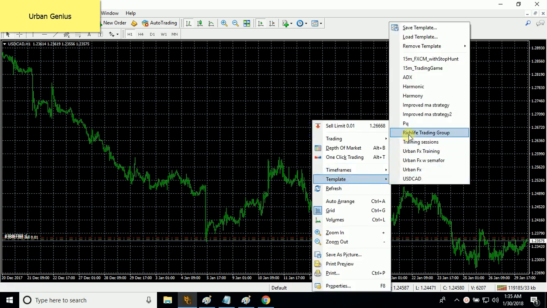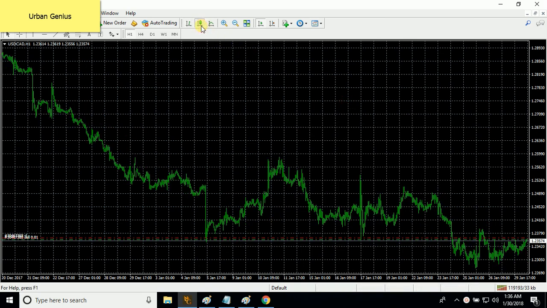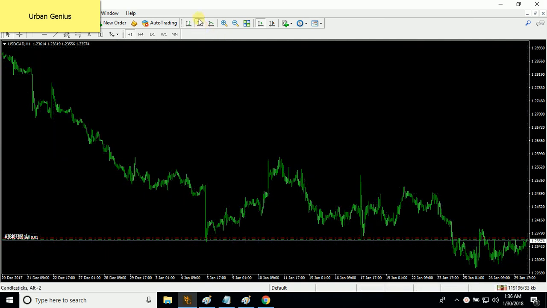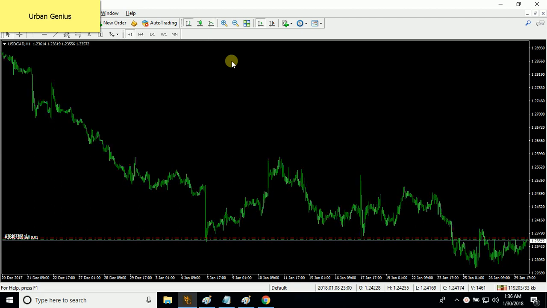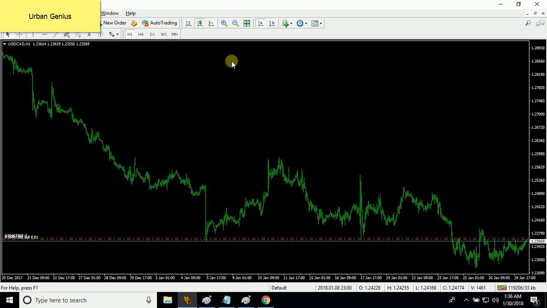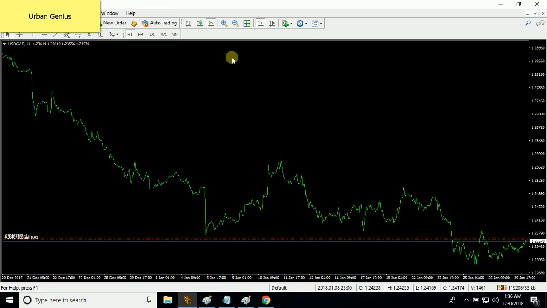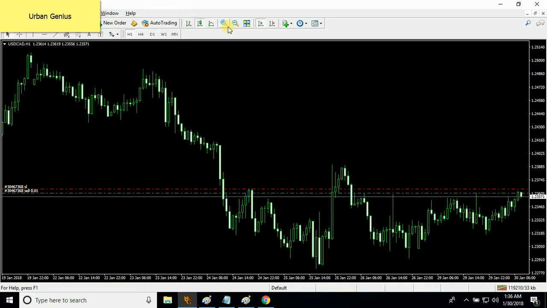What you want to do is, on a naked chart, get your candles up right here, candlesticks. You can press Alt 2, Alt 3, Alt 1. Okay? Let me show you the difference between Alt 1 and Alt 2.